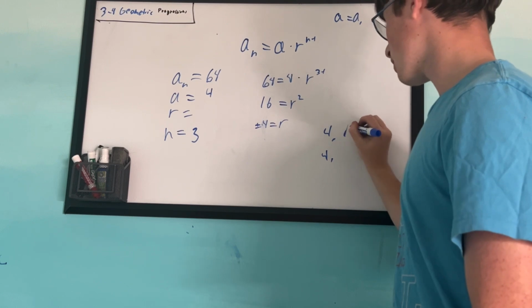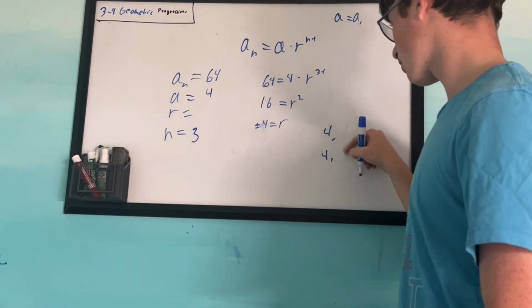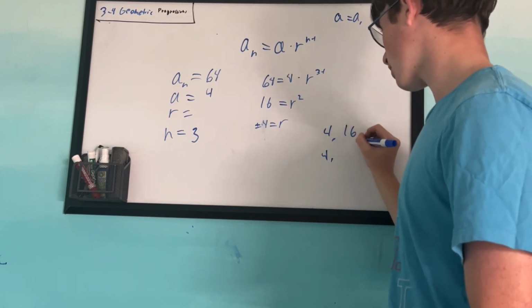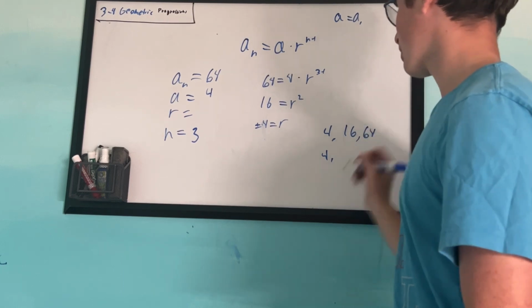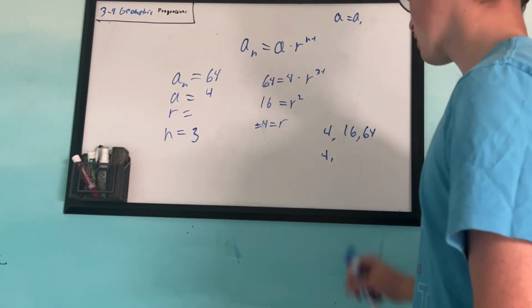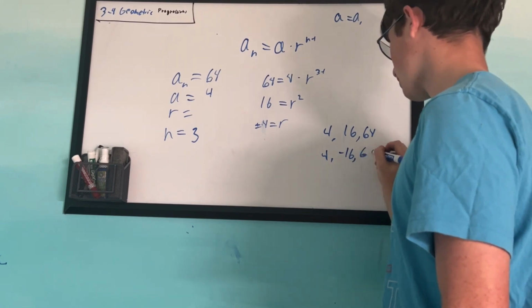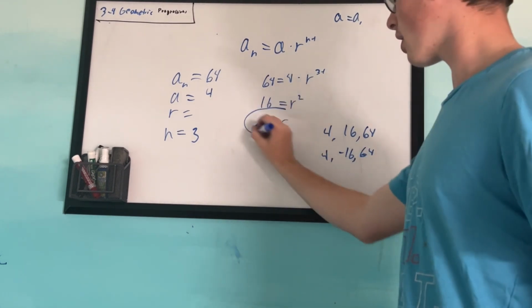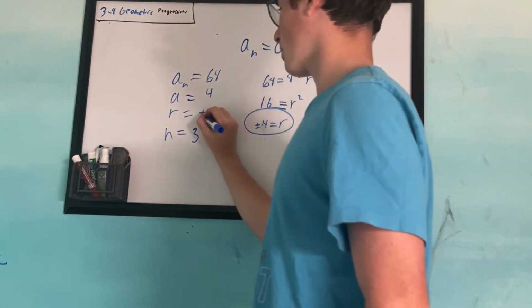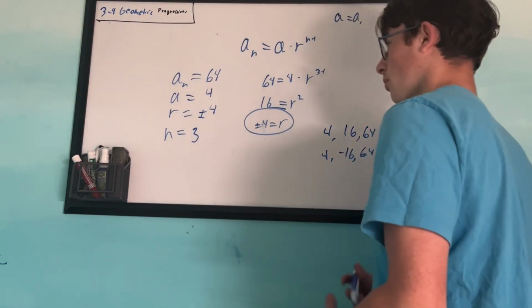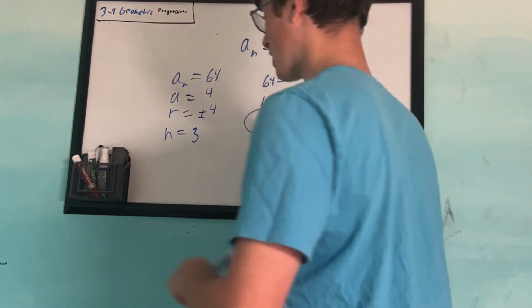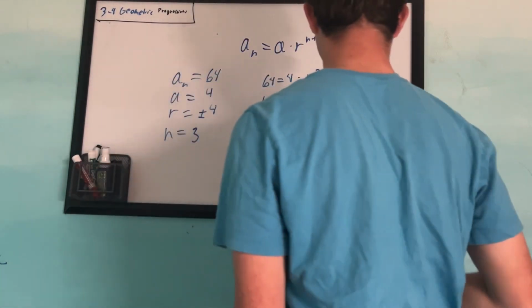If you think about it, we'll try one series with the positive 4 and one series with the negative 4. We'll have 4, 16, 64 where we go with positive. If we go with negative, we'll have 4, negative 16, but then back to regular 64. So either of these could be the common ratio, since we do not have enough information to determine which one of those two it is.